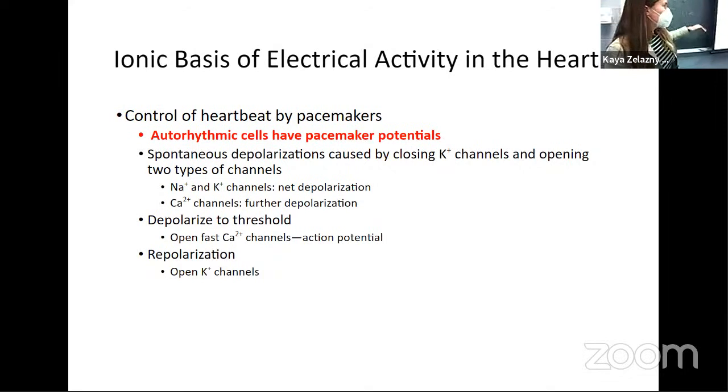So here, the part that's really the fast part of our action potential is going to be reliant on calcium. In our neurons, we had a lot of sodium flowing in. This time we're going to have a lot of calcium flowing in. Our repolarization phase, like in the neuron, is those potassium channels opening.